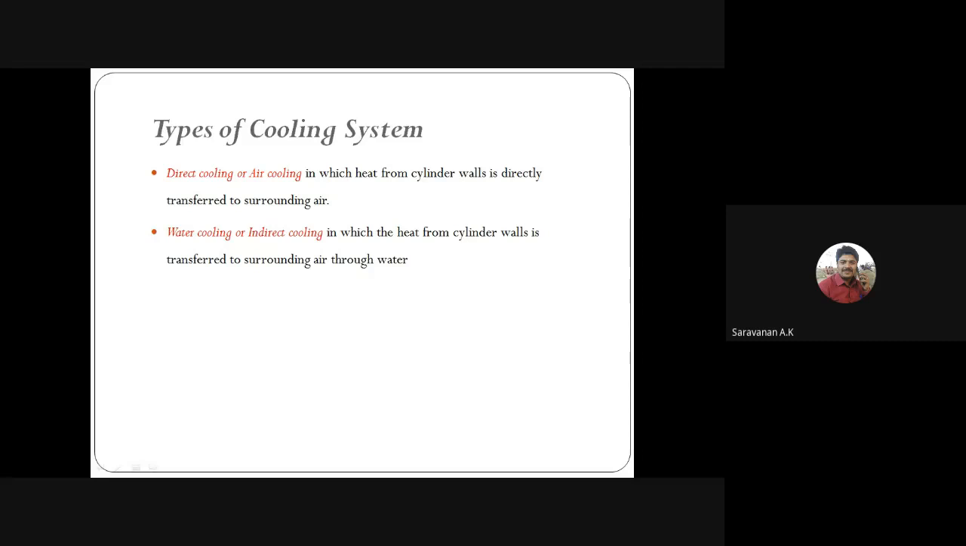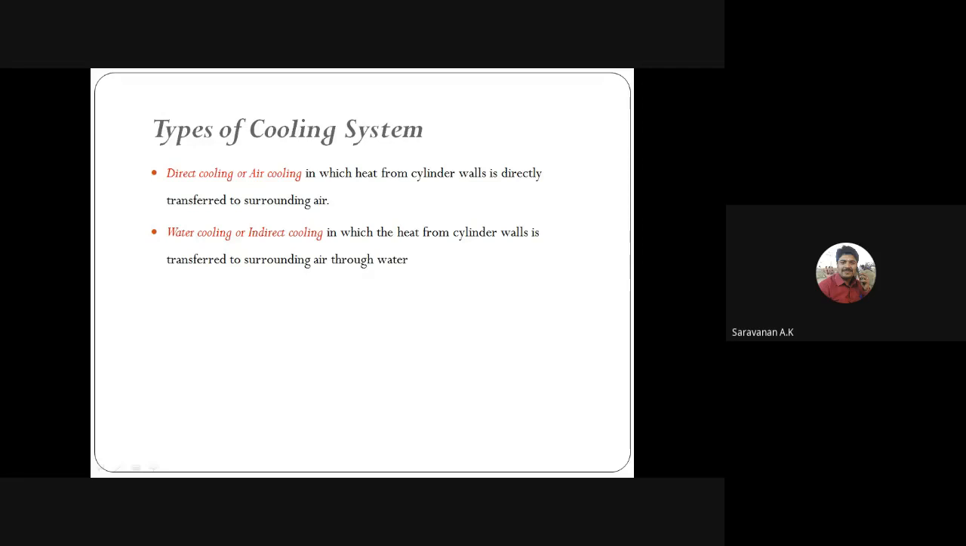In some other conditions, we are using some external mediums. Here, in water cooling or indirect cooling, the heat which is developed from the engine is transferred to the surrounding air through some medium, either water or some phase change materials or chemicals.